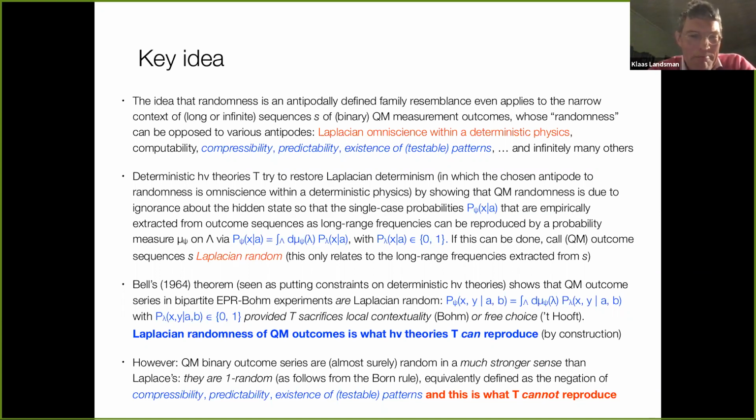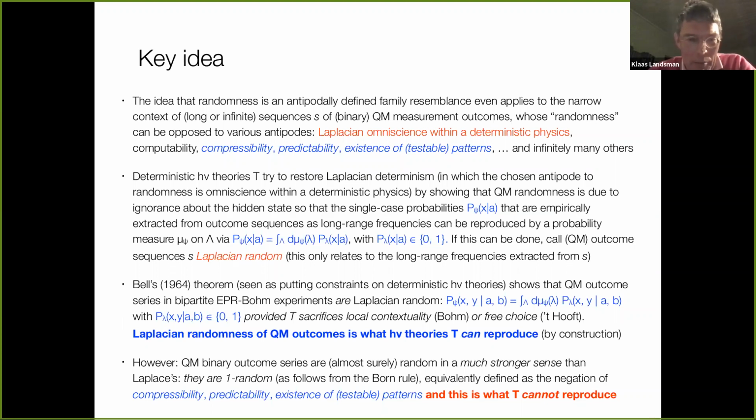And so within this general philosophy of randomness I advocate, there are other randomness properties of outcome sequences. And the key one for this talk, but there could even be other ones to which similar reasoning applies, the one I will use here is that, as I will argue, quantum mechanical outcome sequences, again, binary sequences for a 50-50 fair quantum coin flip, are almost surely random in a much stronger sense than being Laplacian random. Namely, they're what is called one-random in logic. So there's also, in fact, even two-random, three-random.